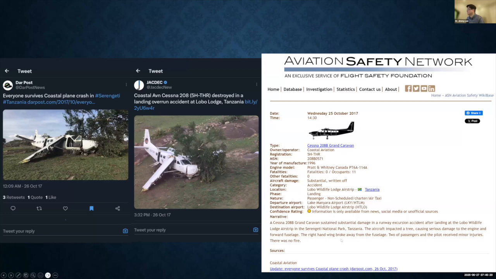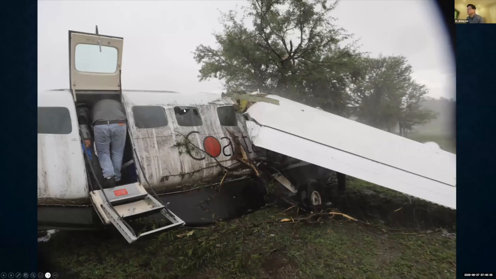And this is the accident report. The aircraft impacted the tree, causing serious damage to the engine and forward fuselage. The right-hand wing broke away from the fuselage. Two of the passengers and the pilot received minor injuries. Of the 2 passengers, one of them is my girlfriend. And this is my seat and broken glass. Not a scratch on me. So I did not have increased intracranial hypertension, but my blood pressure and heart rate were very high that day.